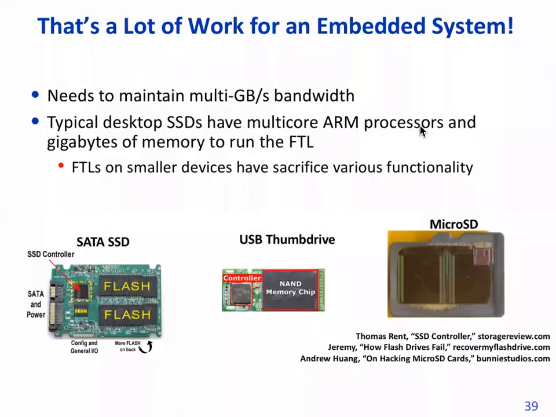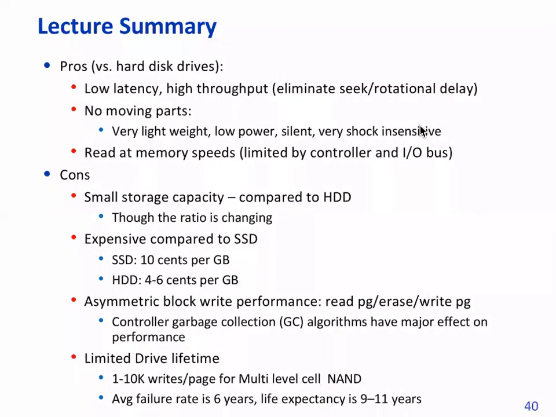All right, this is just a diagram that shows various types of SSDs like SATA SSD, USB thumb drive, and micro SD. Micro SD usually goes into, for example, a camera, or maybe your mobile. All right, so that's all.